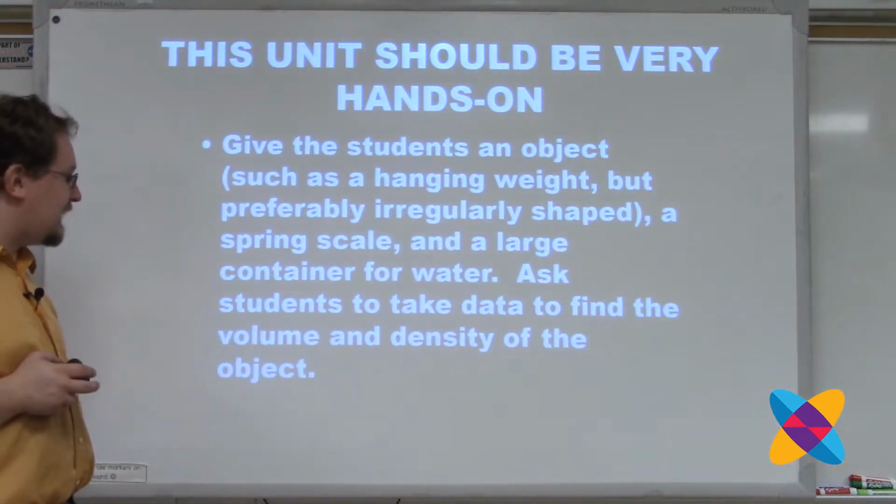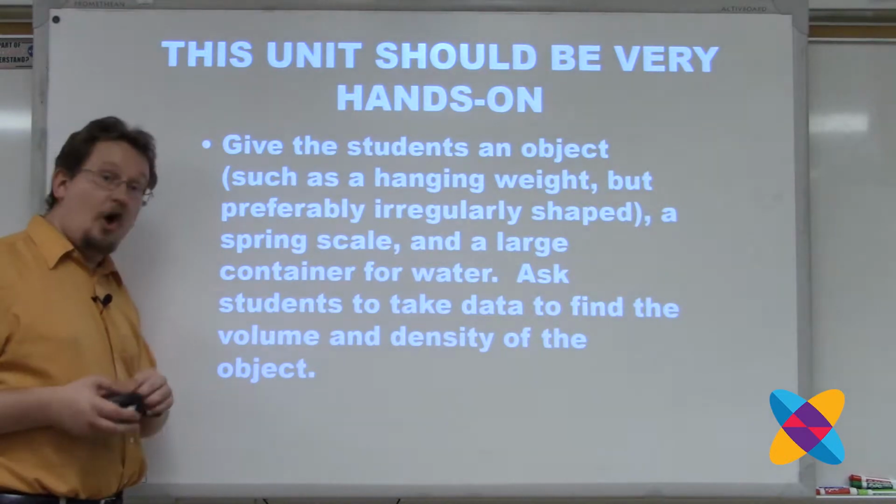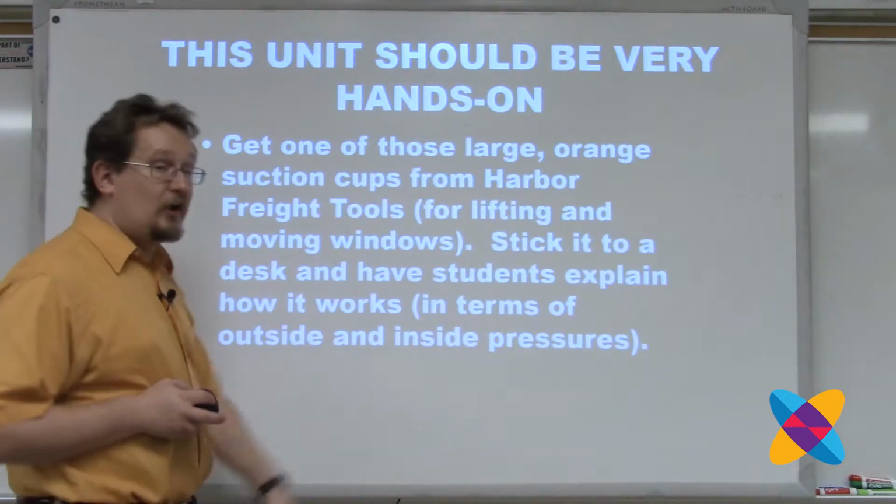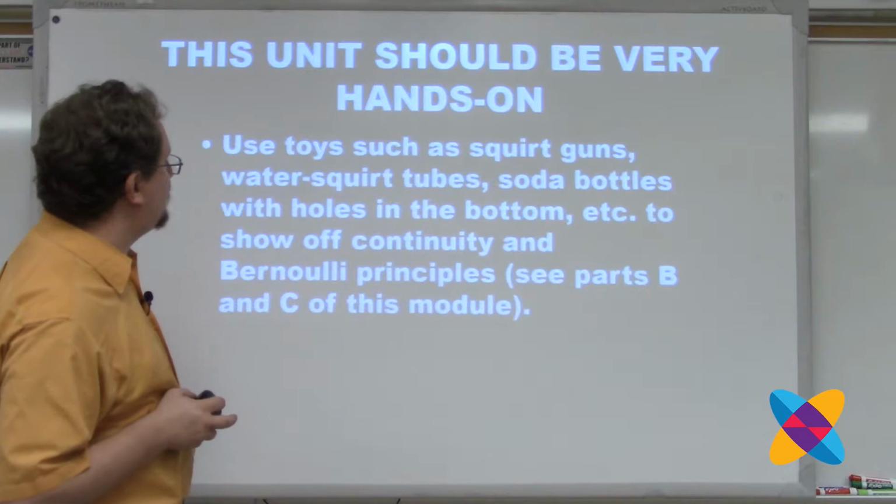Ask them to take data to find the volume and the density of the object, only from the spring scale, and knowing the density of water is 1,000 kilograms per cubic meter.